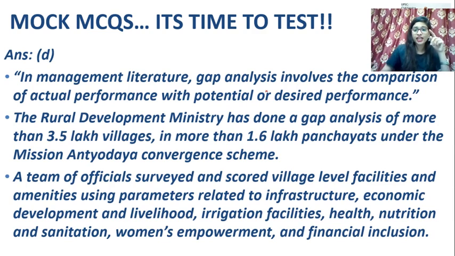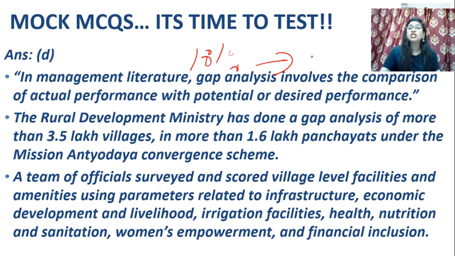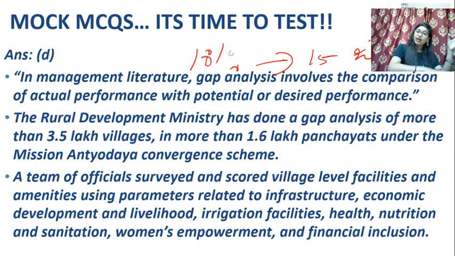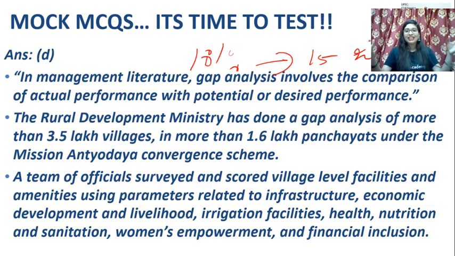Let's see, guys, in management literature, what is gap analysis? Gap analysis involves the comparison of the actual performance with the potential or desired performance. If the actual performance is 10%, it also consists of comparison with the potential. The potential could be 15 or 20. So gap analysis consists of comparing the actual performance with the potential or desired performance that it can give. Okay.